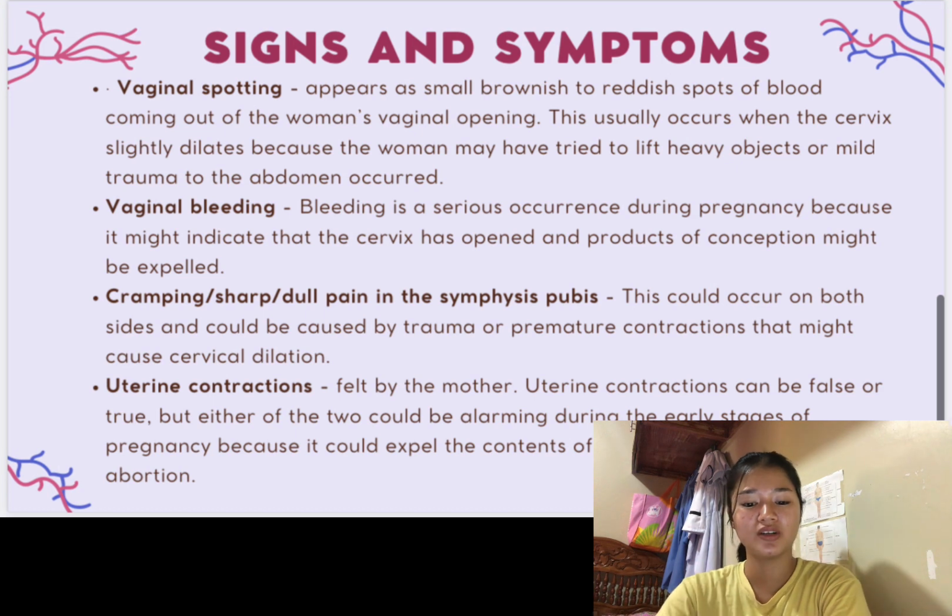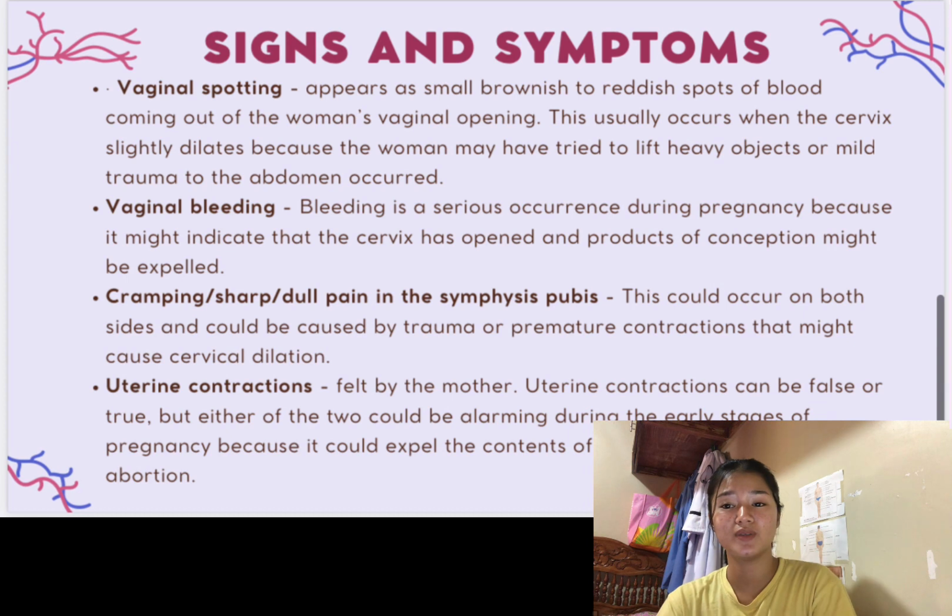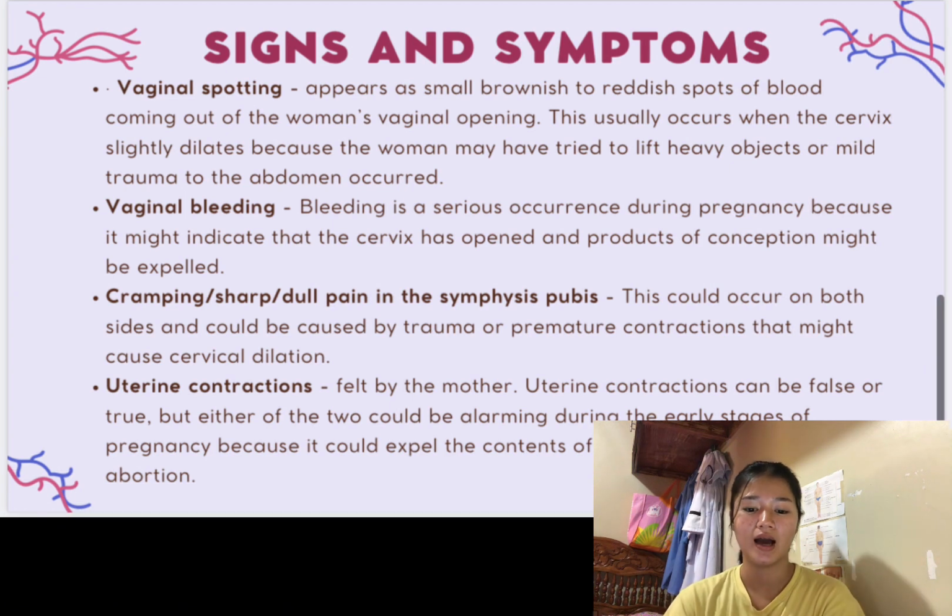Next is yung cramping, sharp, dull pain in the symphysis pubis. So this occurs on both sides and could be caused by trauma or premature contractions that might cause cervical dilatation. And syempre, pag nagka-cramps yung symphysis pubis, pwede siyang magkaroon ng contractions within the uterus, and that might expel the products of conception.